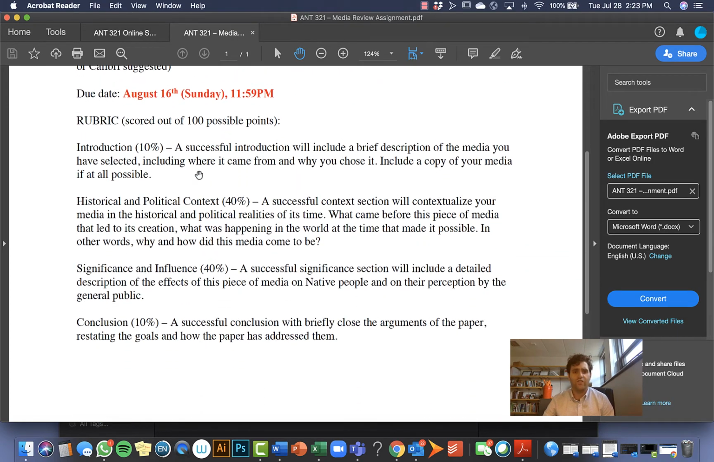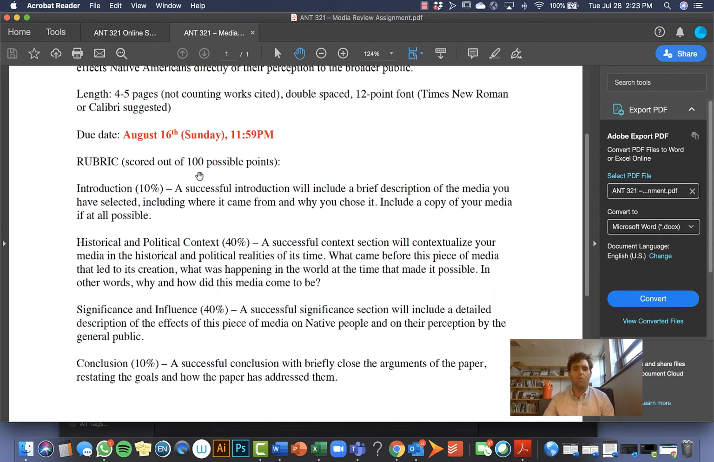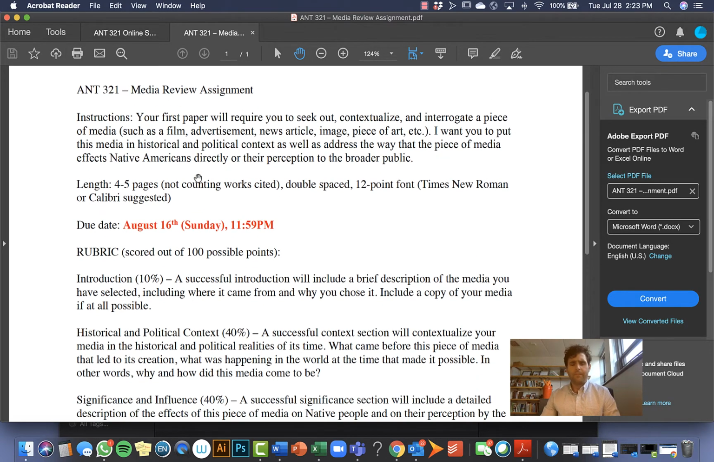So there's instructions here, but let me talk about what I mean by this. The media review assignment is going to ask you to pick a piece of media. That's a really huge, broad term, right? What's a piece of media? It could be typical things people pick: a newspaper article, an advertisement, a historical painting or photograph, a movie, part of a movie, a scene from a movie, a stand-up comedy sketch. I don't know. It can be anything.